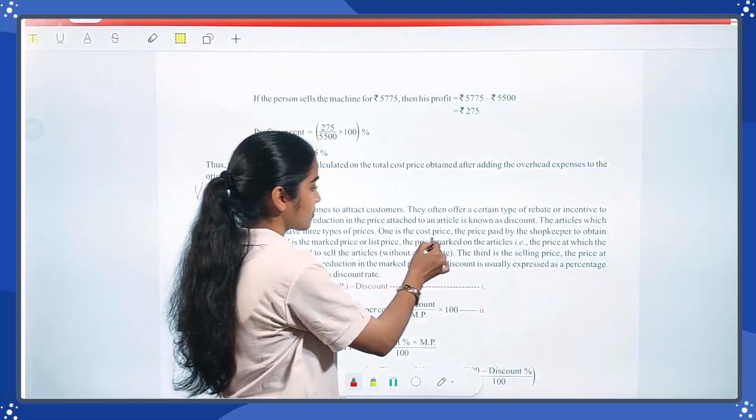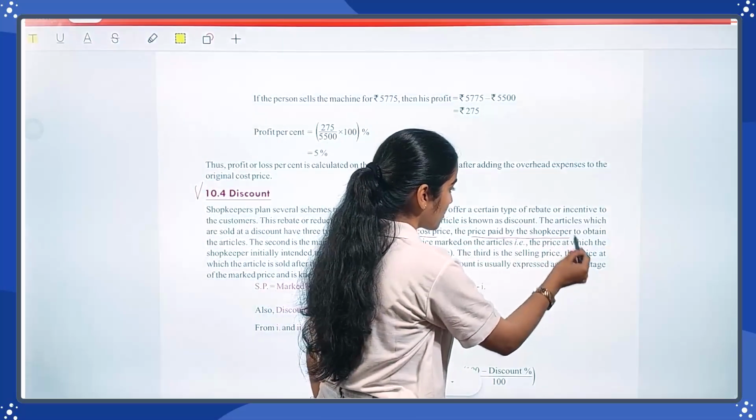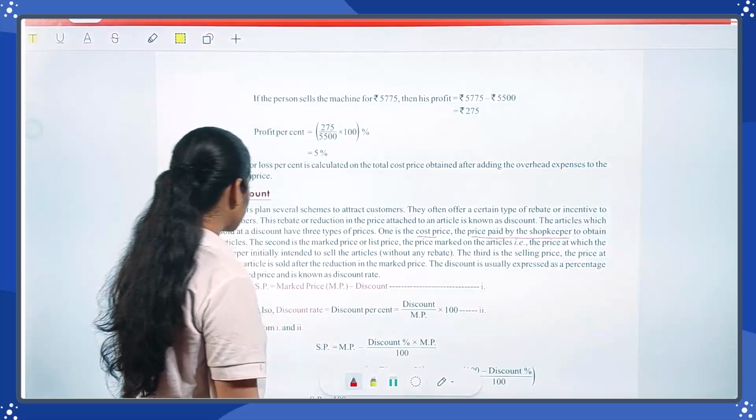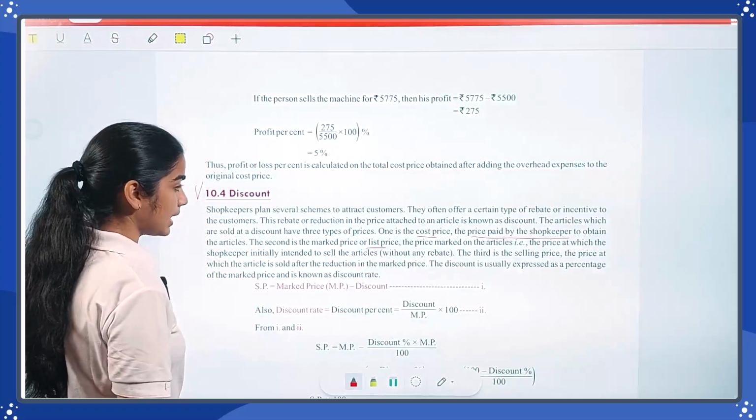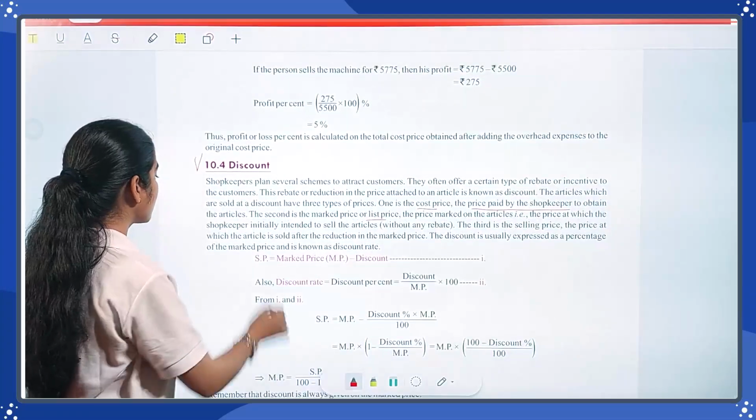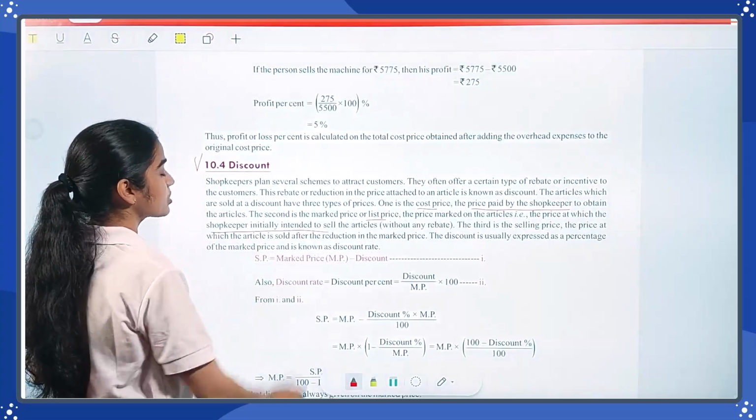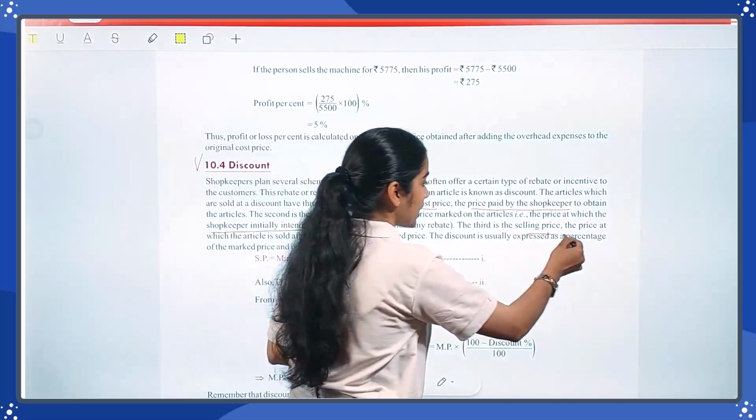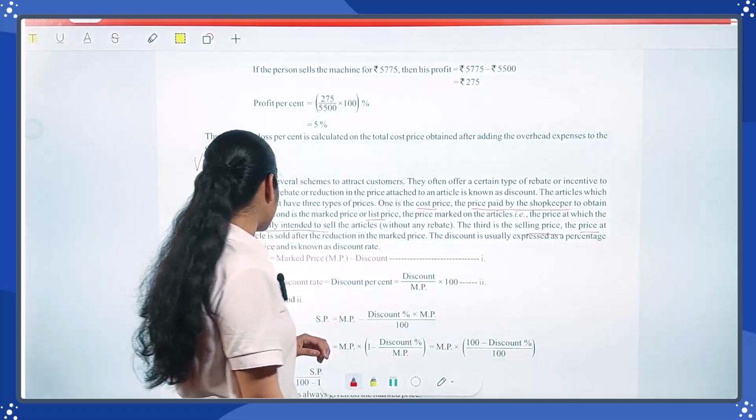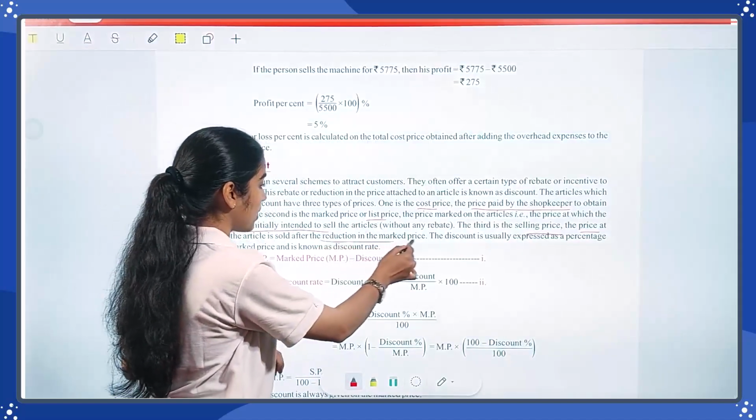One is the cost price, the price paid by the shopkeeper to obtain the article. The second is the mark price, or list price, the price marked on the article, so the price at which the shopkeeper initially intended to sell the article without any rebate. The third is the selling price, the price at which the article is sold after reduction in marked price.